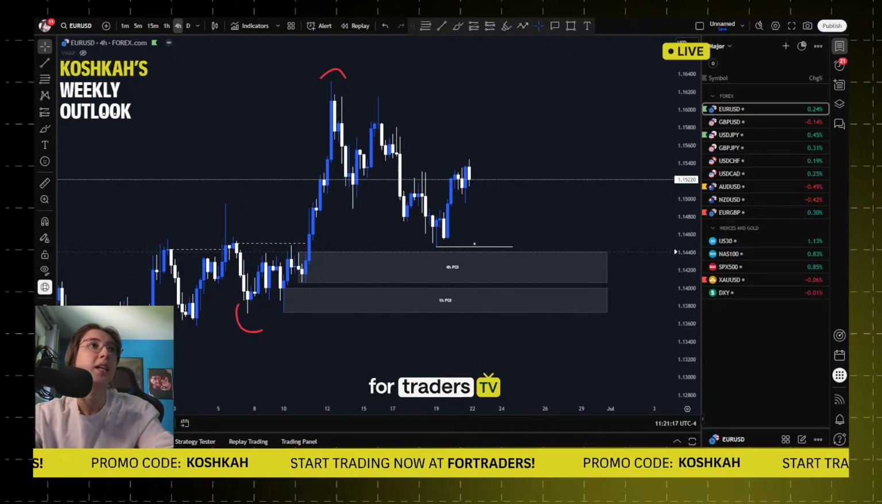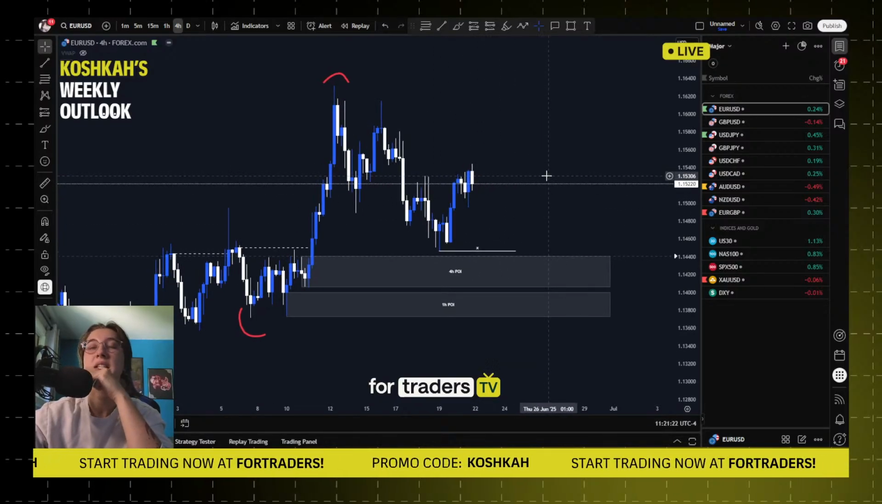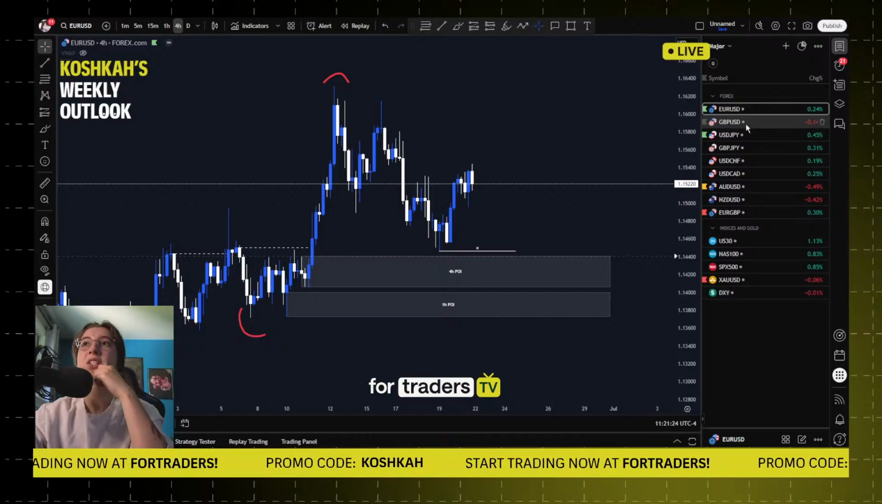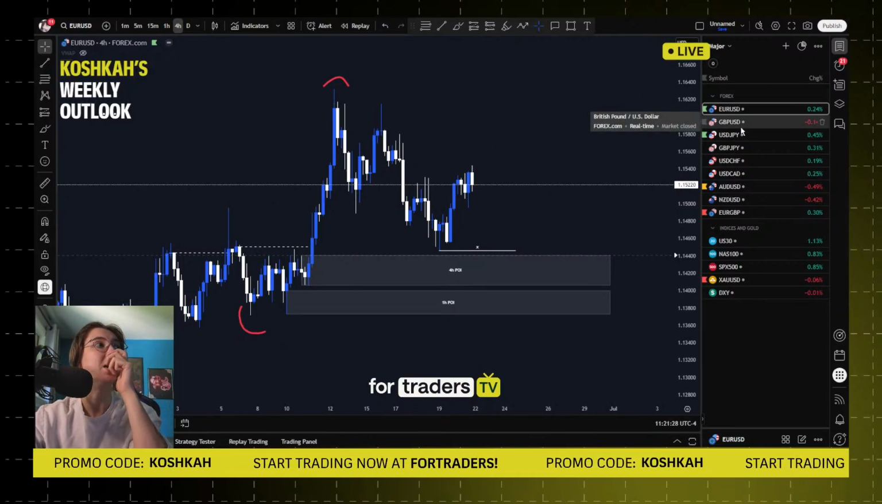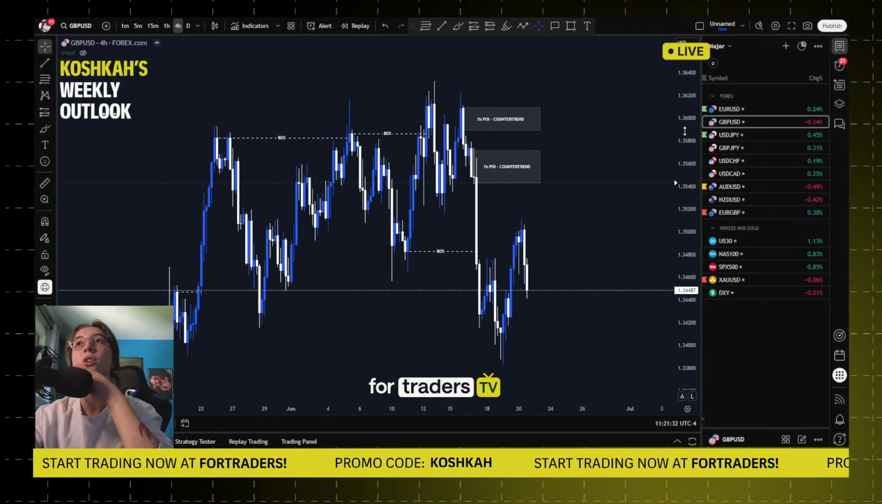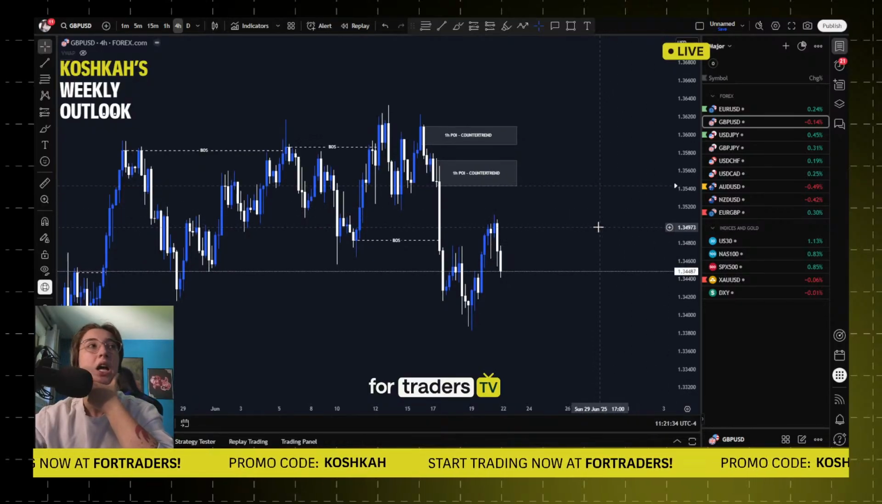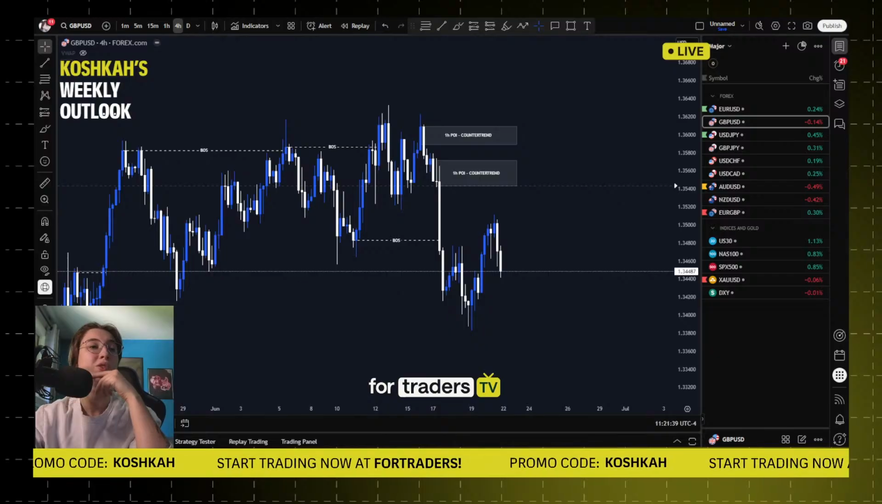Okay, so yeah, that's pretty much it for Euro USD, as you can see exactly right here. So this means that we're just gonna move on into the next one, that is GBP USD, and that's pretty much it. So before moving on into GBP USD, let's just do a quick reply for some questions.